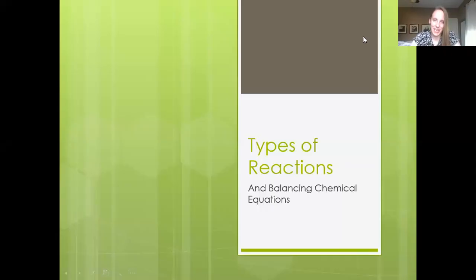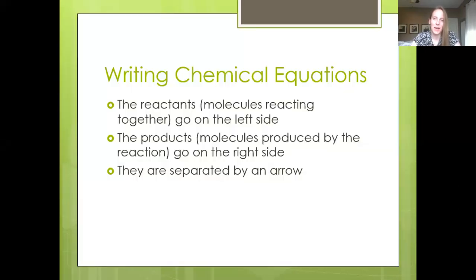Okay, so this is the lesson on types of chemical reactions as well as how to balance chemical reactions. When you're writing chemical reactions or chemical equations, you put the reactants on the left side, the products on the right side, and then there will be an arrow separating them. Now, a lot of the time you're given the reactants, but not the products. So when your products are going to be ionic compounds, still remember our rules from the naming lesson, which is when you make an ionic compound, you must cross over your charges.